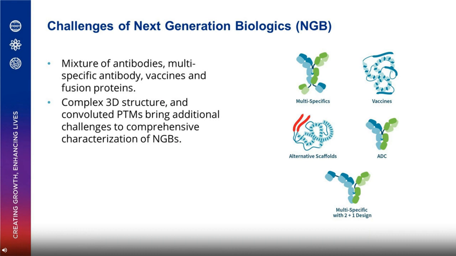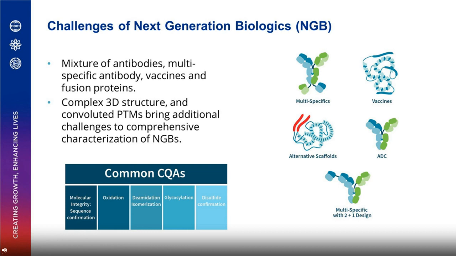As more and more next generation biologics, like multispecific antibodies, mixed antibody cocktails, vaccines, and fusion proteins, are emerging, the complexity of the next generation biologics is increasingly challenging for comprehensive characterization. The common critical quality attributes that need to be comprehensively characterized include the molecular integrity, sequence verification, amino acid oxidations, deamidations, isomers, and also the N-linked or O-linked glycosylation, and disulfide linkages. So these are common CQAs we need to address.